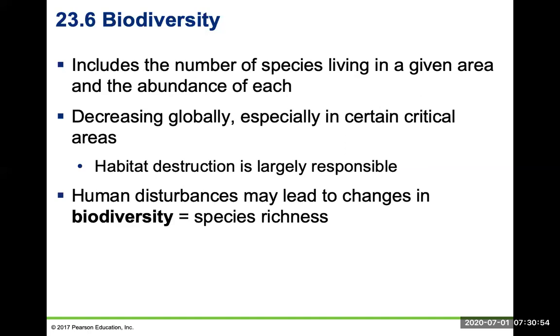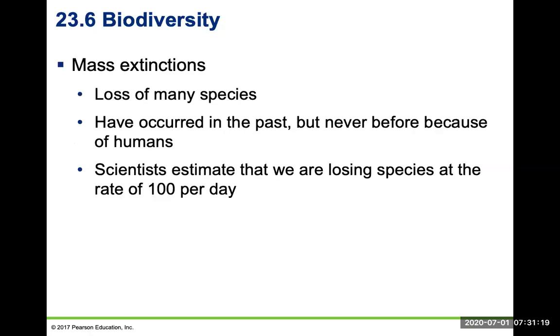Biodiversity includes the number of species living in a given area and the abundance of each. It's decreasing globally, especially in critical areas, and habitat destruction is usually responsible, whether it's deforestation, overfishing, or building of roads. So human disturbances may lead to changes in biodiversity, which could lead to loss of species richness.